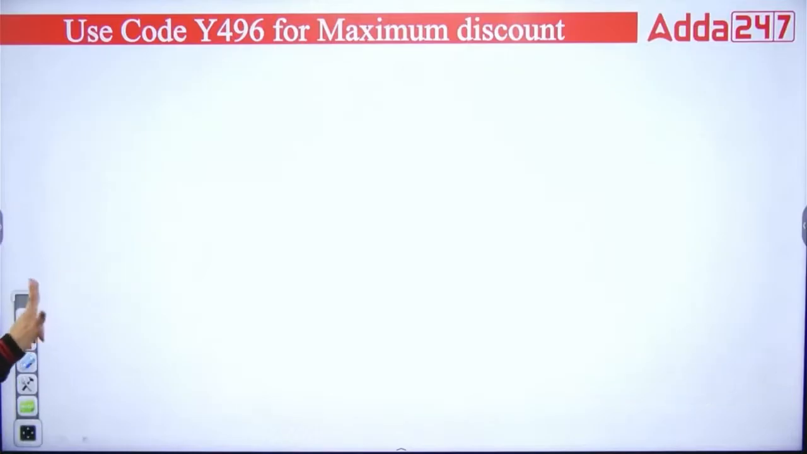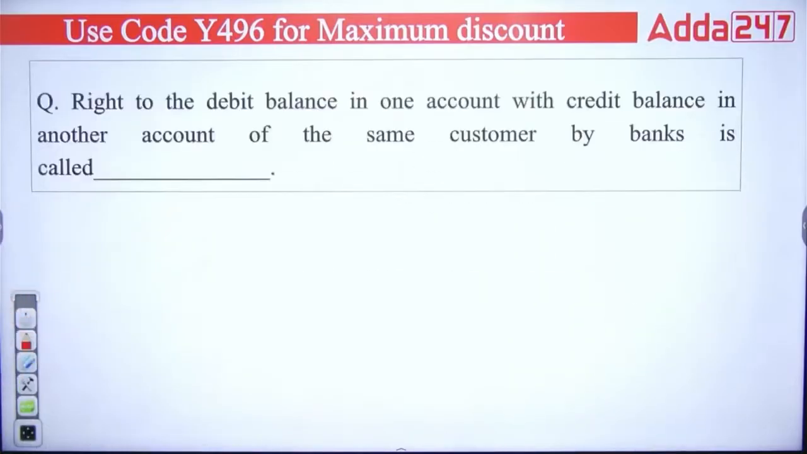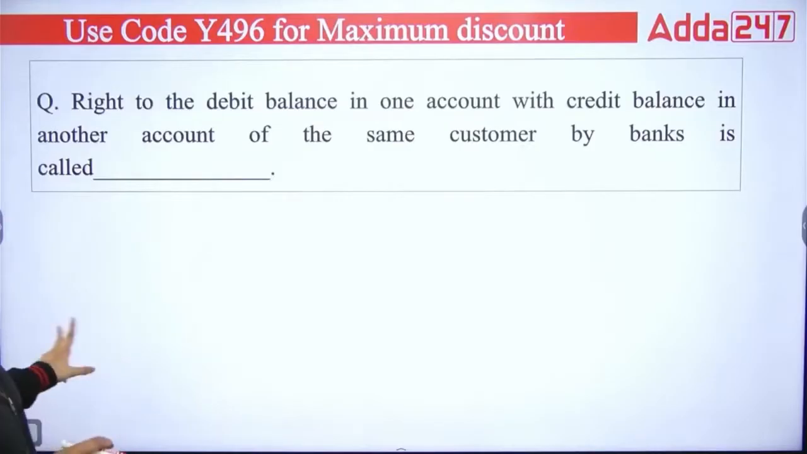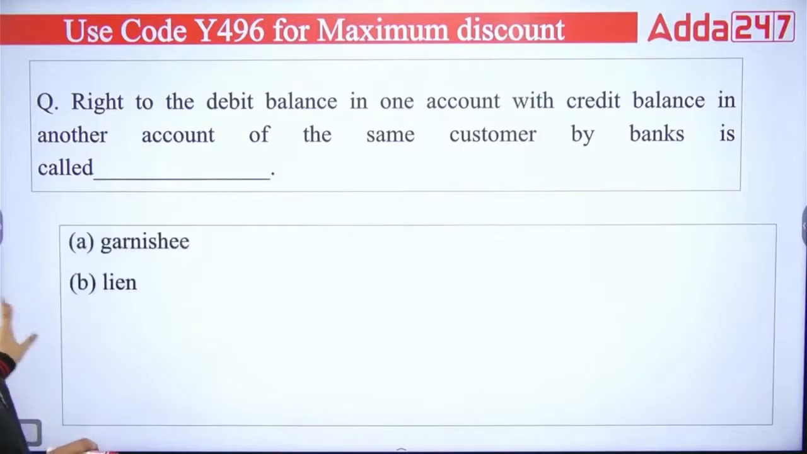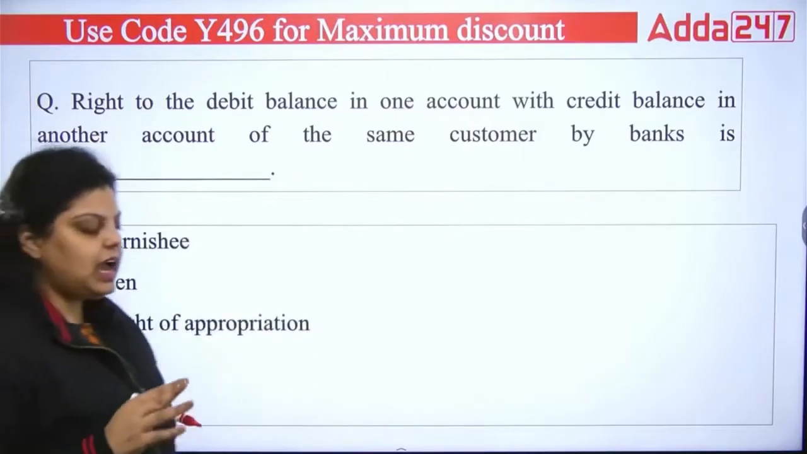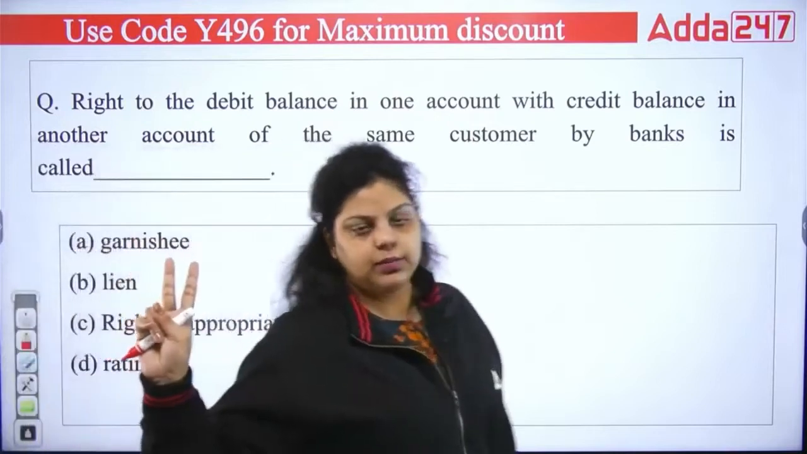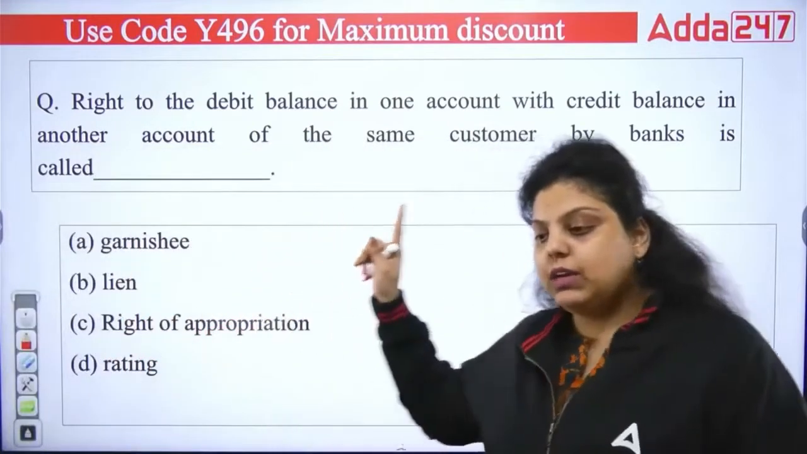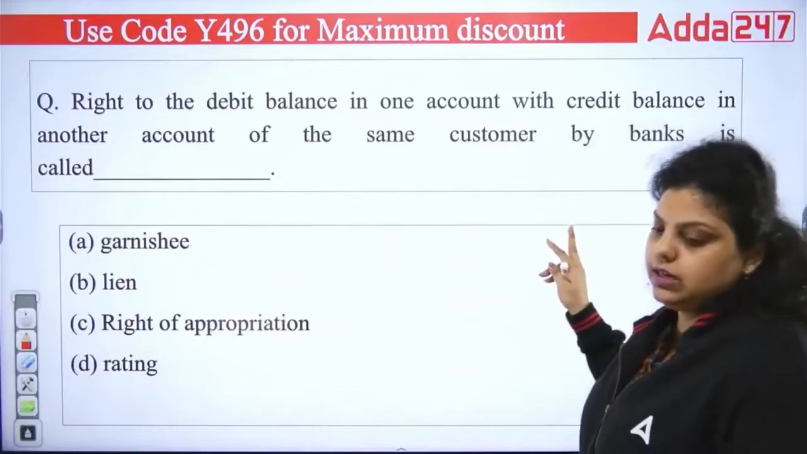Okay. Now next question, we are talking about the right to set the debit balance in one account against the credit balance in another account of the same customer by the bank is called dash. Garnishee order, lien, right of appropriation, or rating. So let's say I have 2 bank accounts in a bank. In one I have a debit balance, in one I have a credit balance.